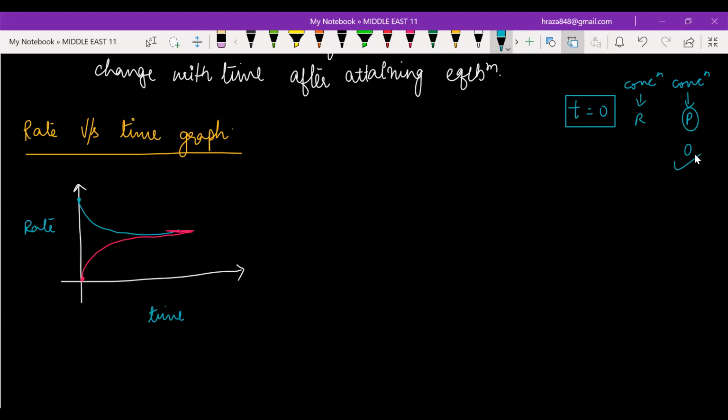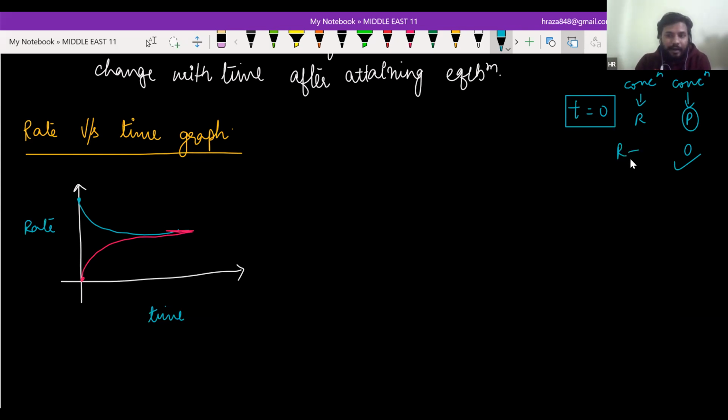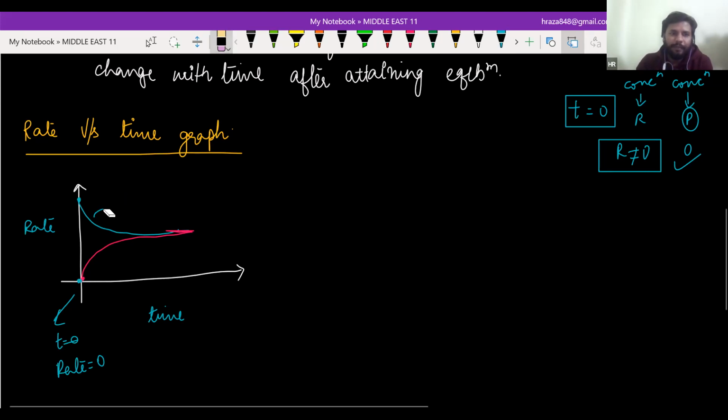Yes. And what about the reactant? When we have some reactant, it will react to form product, right? That means reactant is not equal to 0. It has some value. Just see, here is time 0 as well as rate is also 0, right? Because time is 0, this is for a reactant and this is for product. Is that clear?